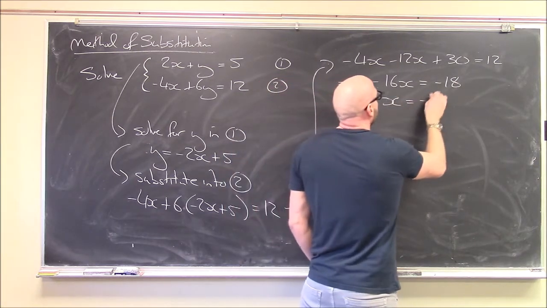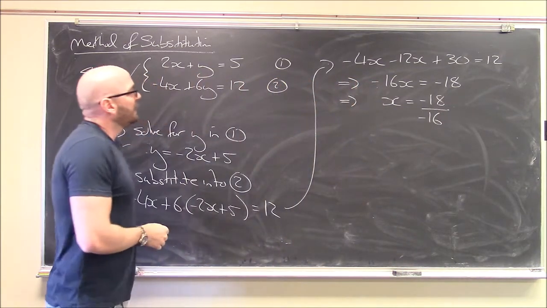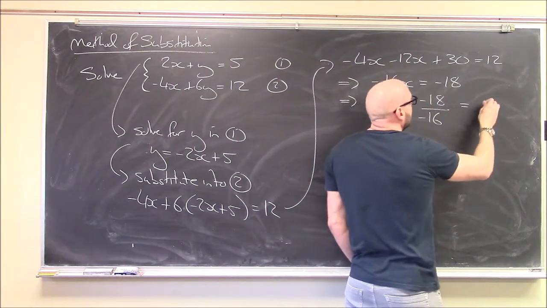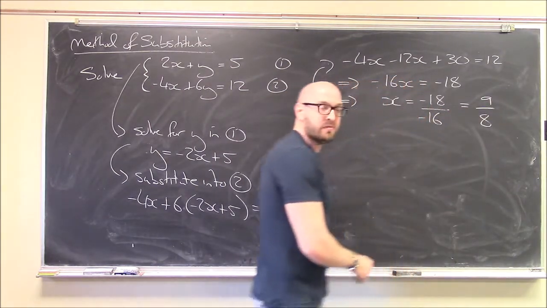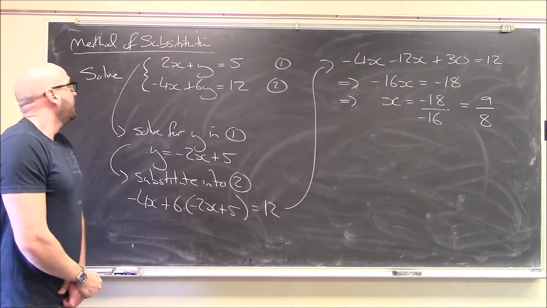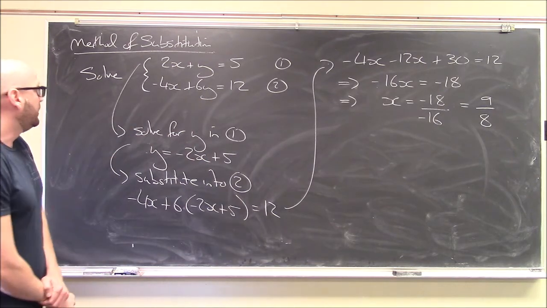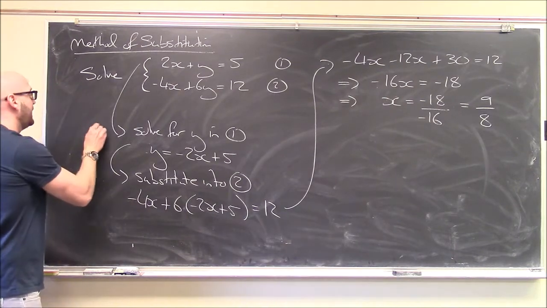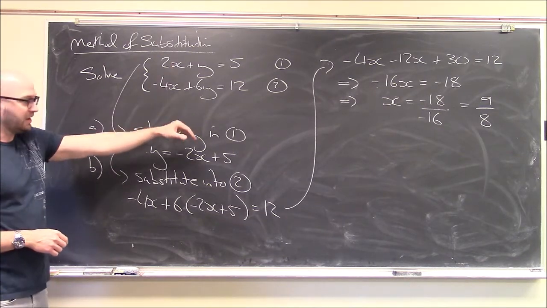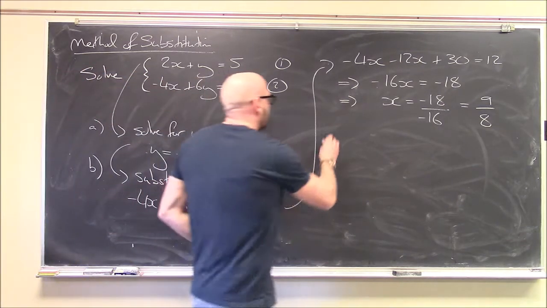So x is minus 18 over minus 16, dividing both sides by negative 16. And that looks like I can divide top and bottom by 2, minus 2 in fact. So that's 9 over 8. And that's fully simplified. So now I know what x has to be. I know x has to be 9 over 8, so the third step, we'll call this step A, step B. So step A is solve for one variable in terms of the other using an equation. Step B is plug that into the other equation. And step C is now back substitute.